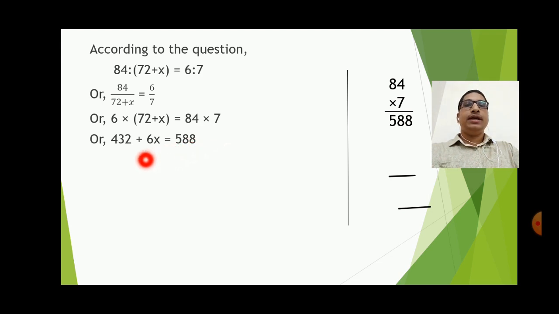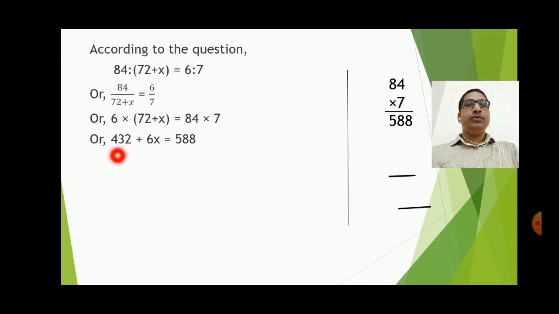Look here, when we solve this equation, we have to remember that if we want to move some quantity from the left side to the right side or from the right side to the left side, at that time the sign will be changed. That means plus will be minus, minus will be plus, multiplication will be division, and division will be multiplication. Okay, so here we need the x value. So here 432 we need to move from the left side to the right side.